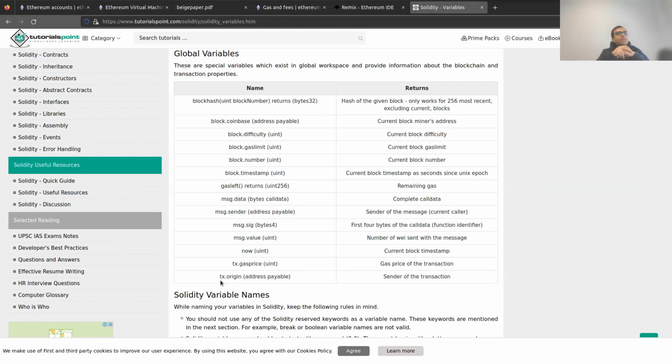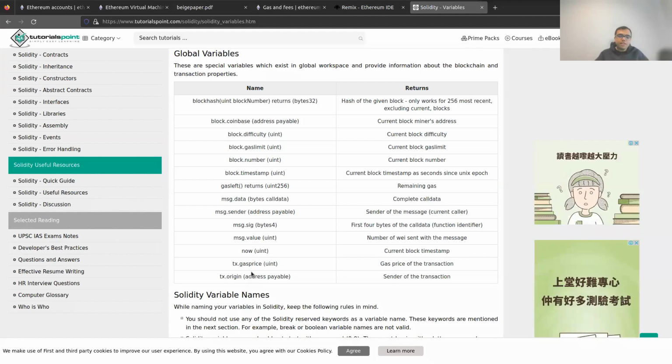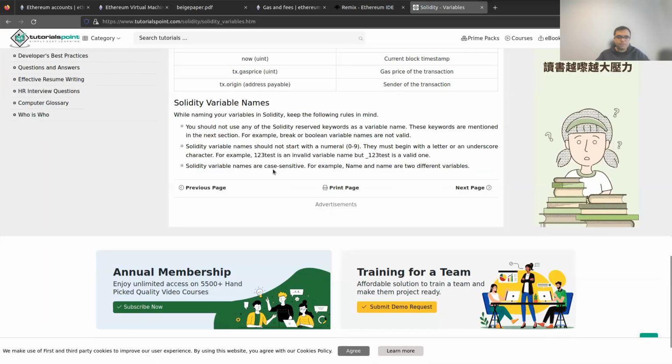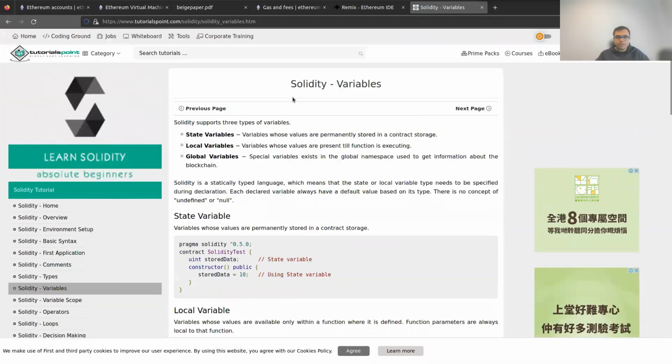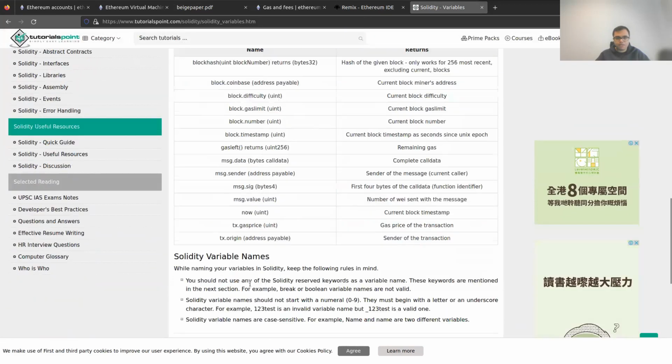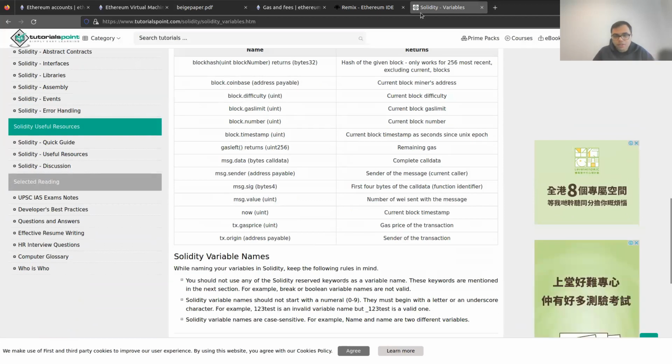Now, the way you can think about it is that maybe I create a transaction that calls some function in contract A, and that function calls some other function in contract B. Then in that function in contract B, msg.sender is contract A, but tx.origin is the original caller, it's me. So you have to be very careful about the differences between msg.sender and tx.origin. But generally, if you just search for Solidity global variables, you can find a list, and you can check all of them.